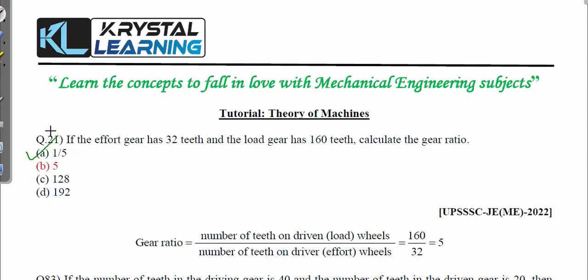I believe you got some new concept or new understanding, and this gear ratio concept is clear. Don't get confused like me. The first time I got confused, but after reading different books, this confusion got cleared.